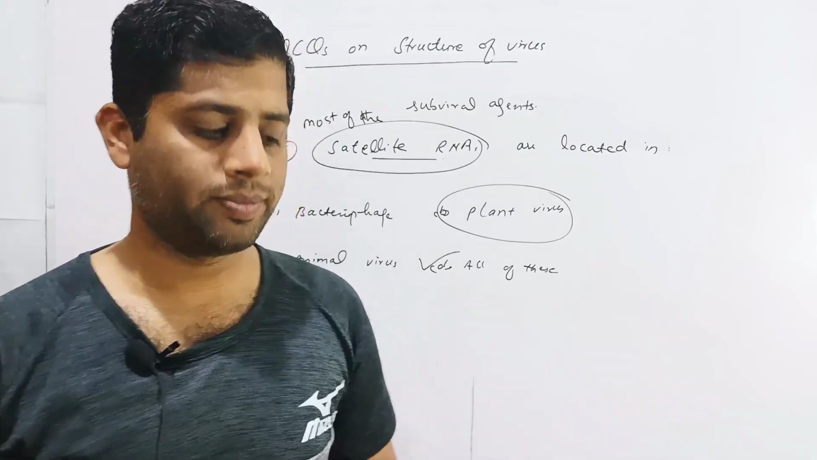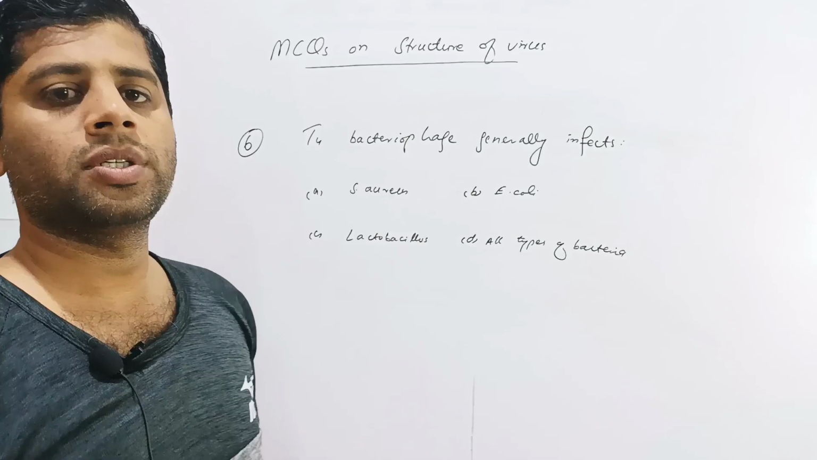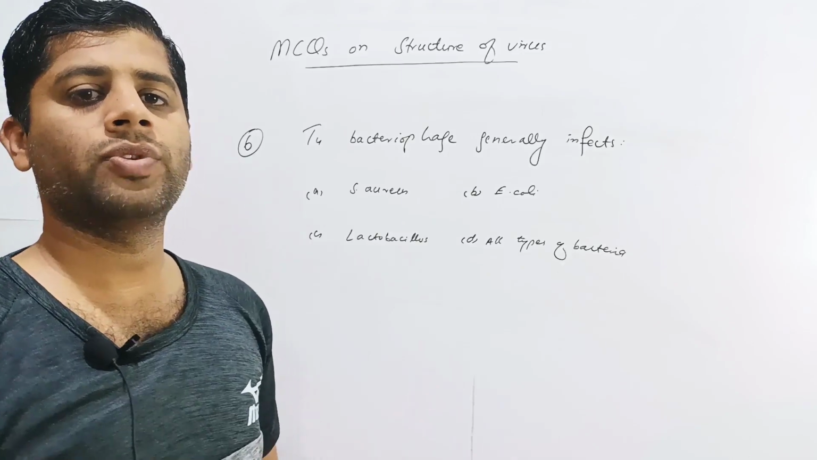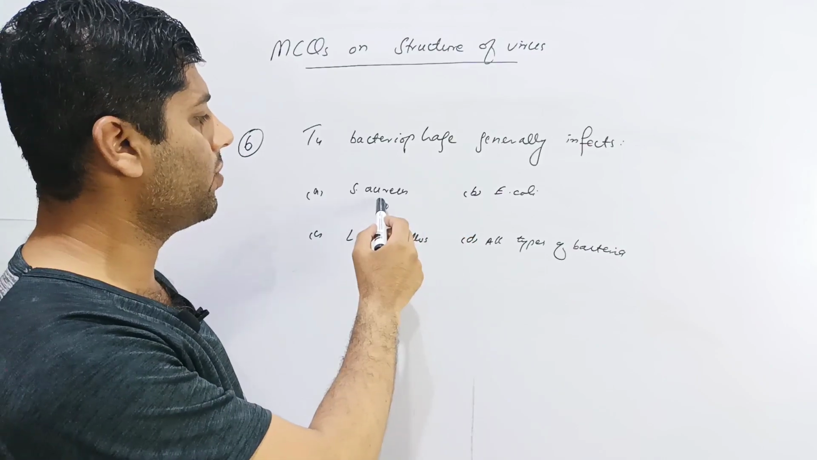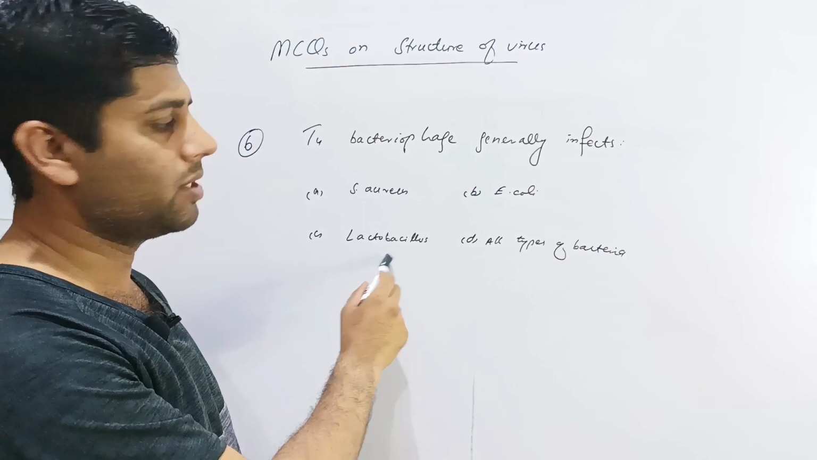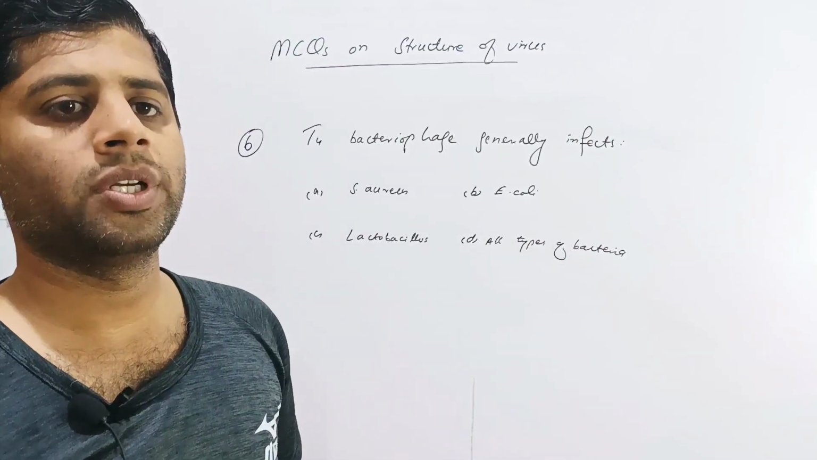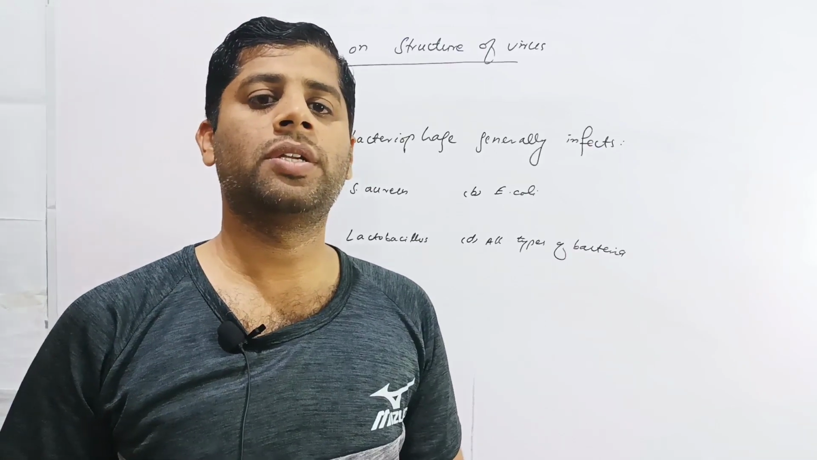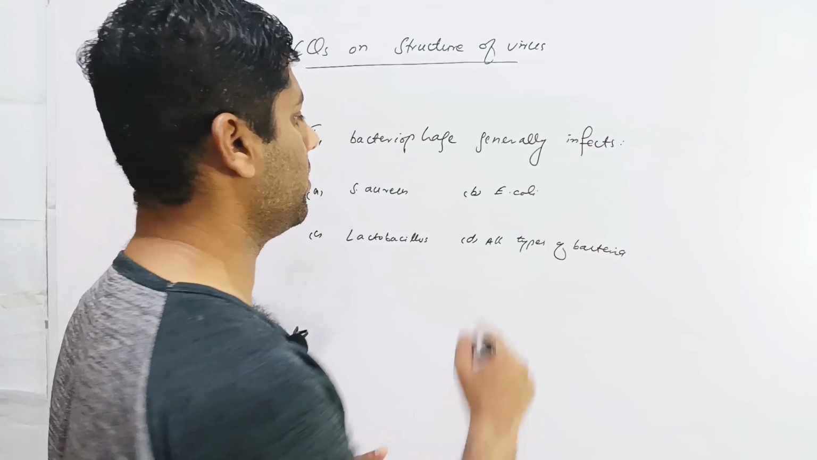T4 bacteriophage generally infects: T4 is a notorious bacteriophage, a virus which infects bacteria. All these given are bacteria. The options are Staphylococcus aureus, Escherichia coli, Lactobacillus, or all of the bacteria are infected by T4 bacteriophage. We should keep in mind that T4 bacteriophage generally infects E. coli, Escherichia coli bacteria.